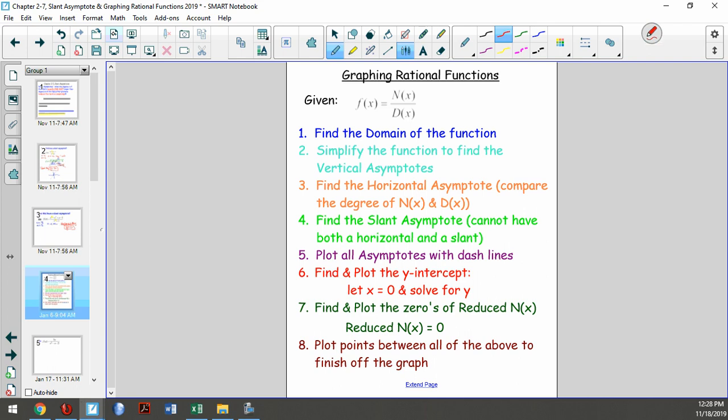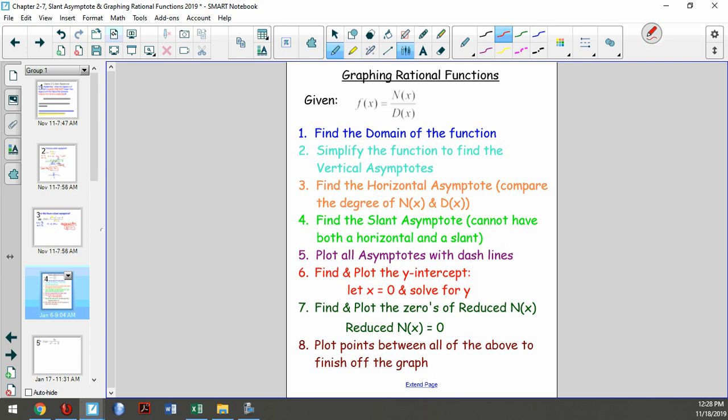Then step 2 is we simplify the function to find the vertical asymptotes, right? The vertical asymptotes came from the denominator, which had the domain restrictions. Then we find the horizontal asymptotes by looking at the degree of the numerator and the degree of the denominator. Then we're going to find the slant asymptotes if they exist. And then number 5, you're going to plot all your asymptotes with dashed lines.